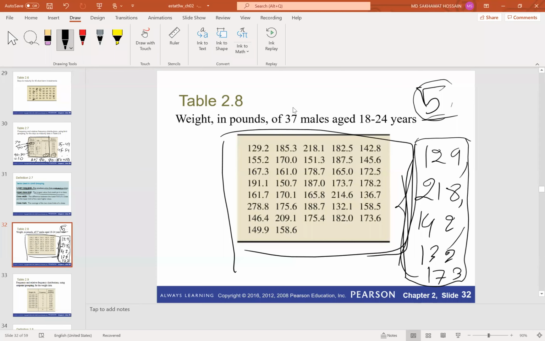It can take any values. It can take 129.5, 129.3, 129.2, 129.9, right? So it can take any value between two numbers, the smallest and the largest number. So the weight can take any values between two numbers. That's why this is called continuous. Even though our responses are distinct, 129, 218, 142, 132, 173, still it is continuous. It is not discrete. Is it clear?